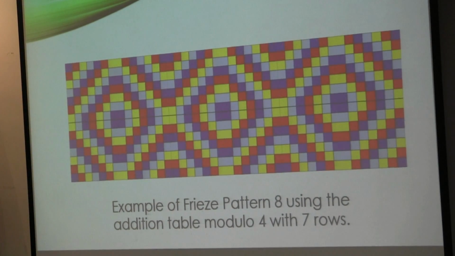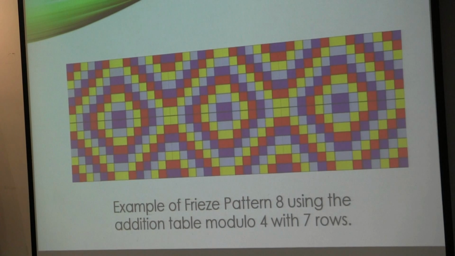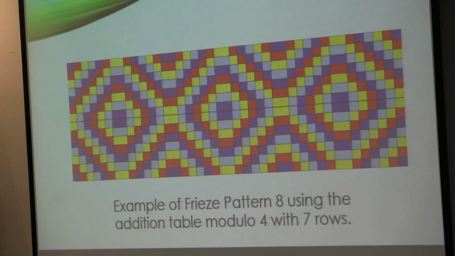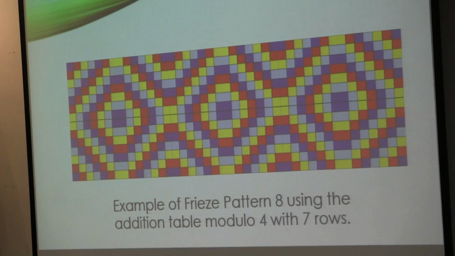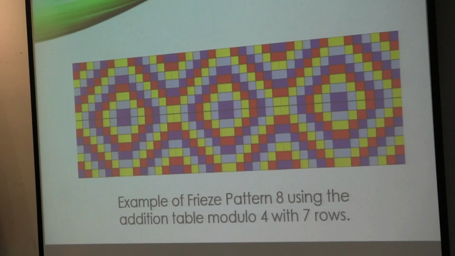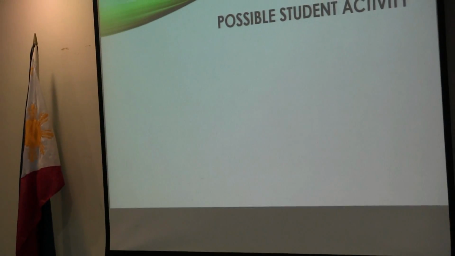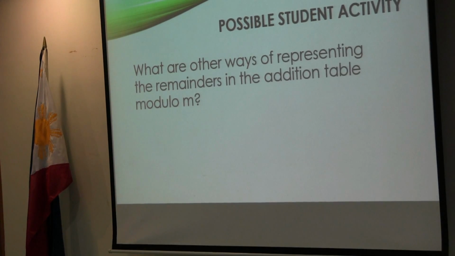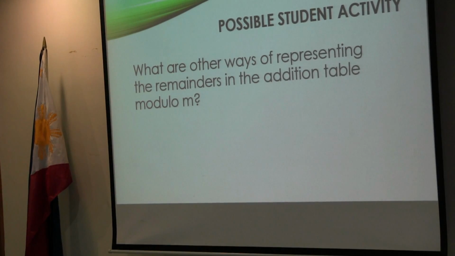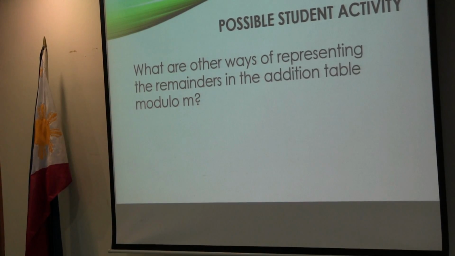So you can ask them different shapes. What if I have more rows, less modulo? What kind of freeze pattern? What kind of color schemes can you use? Or possibly, ask them, are there other ways of representing that table without using colors?